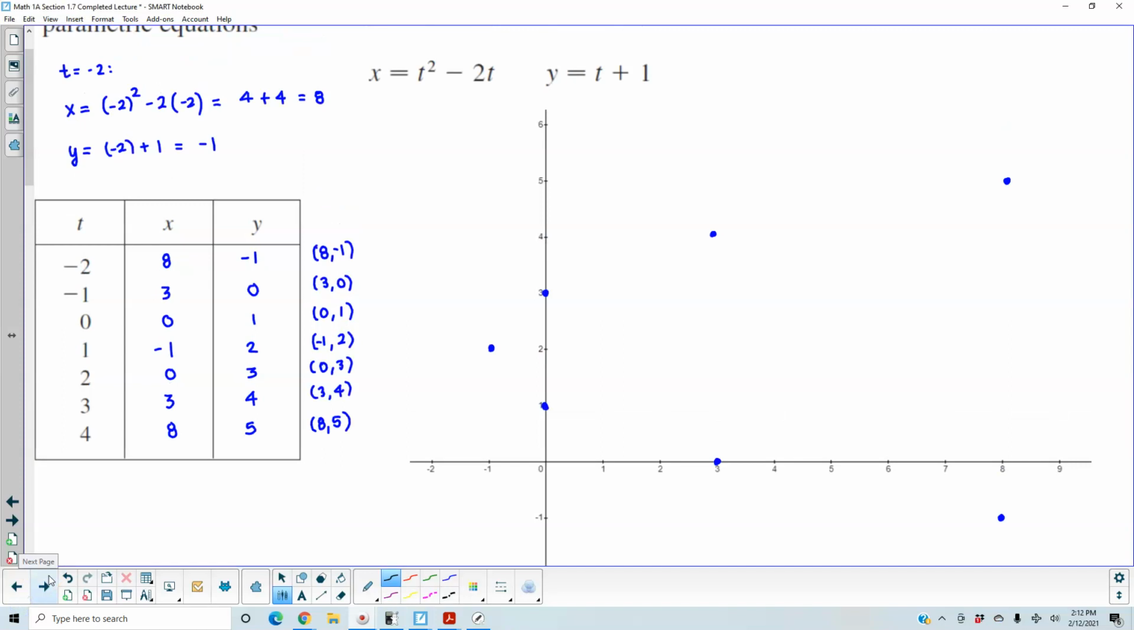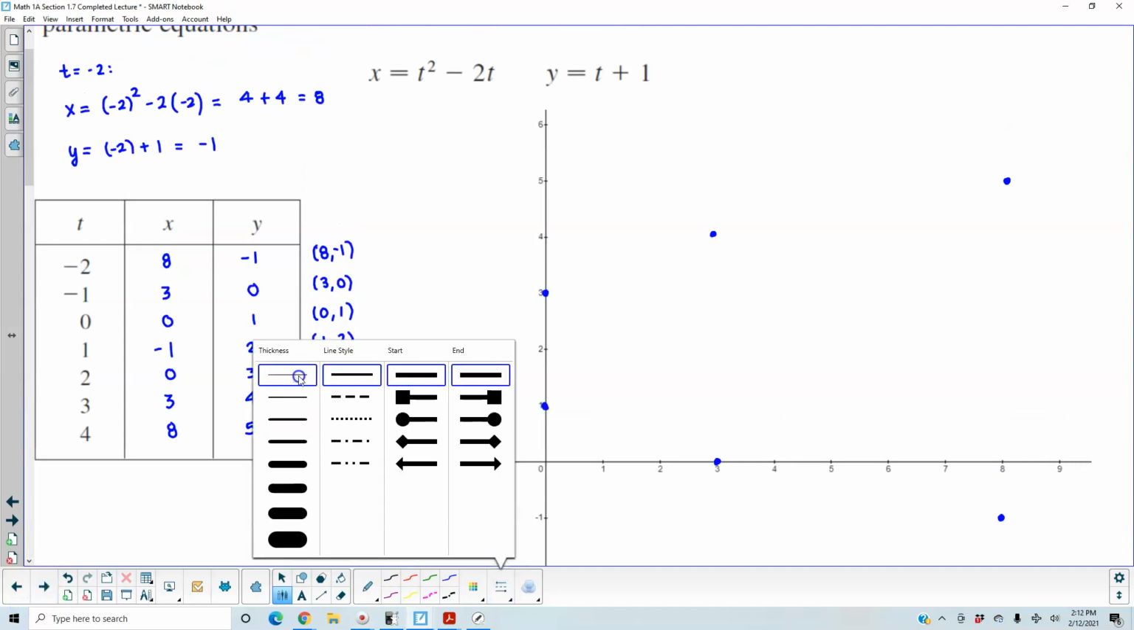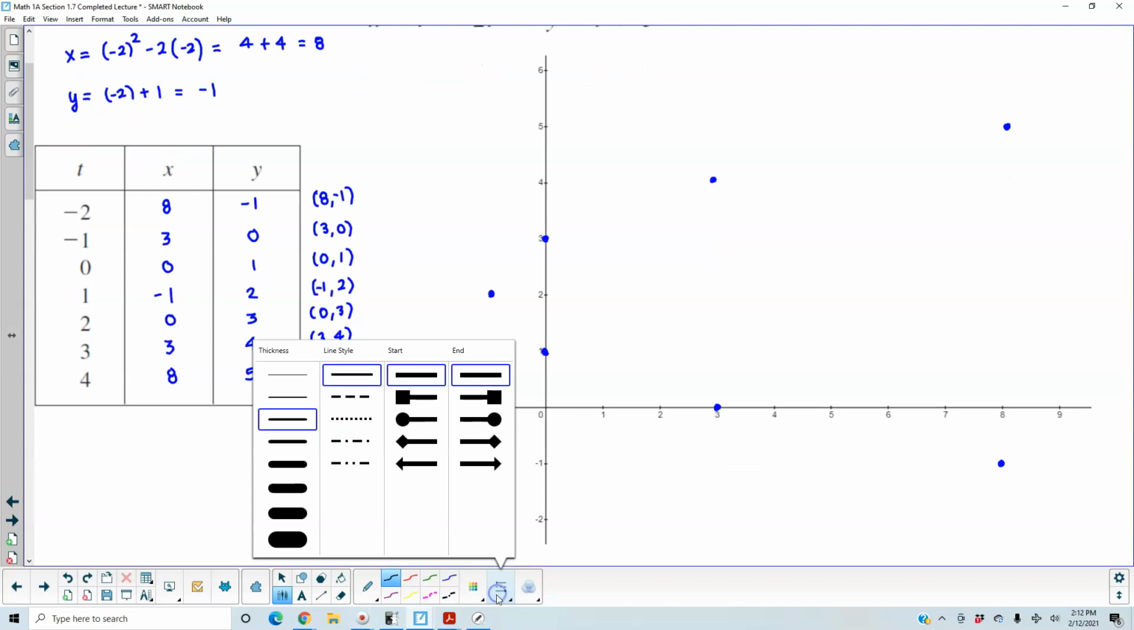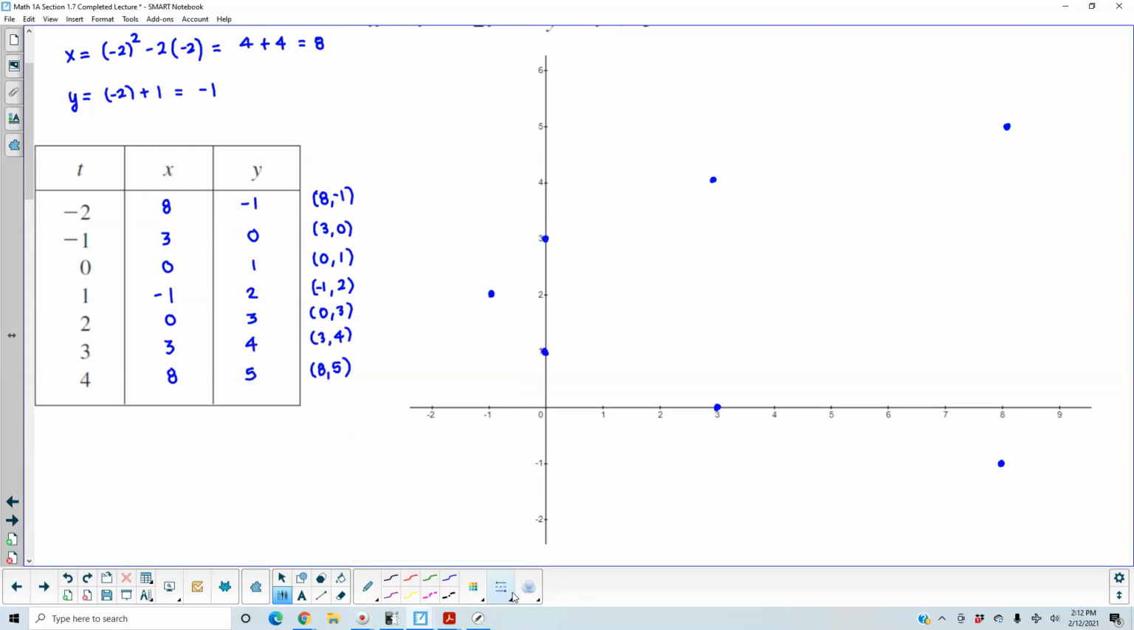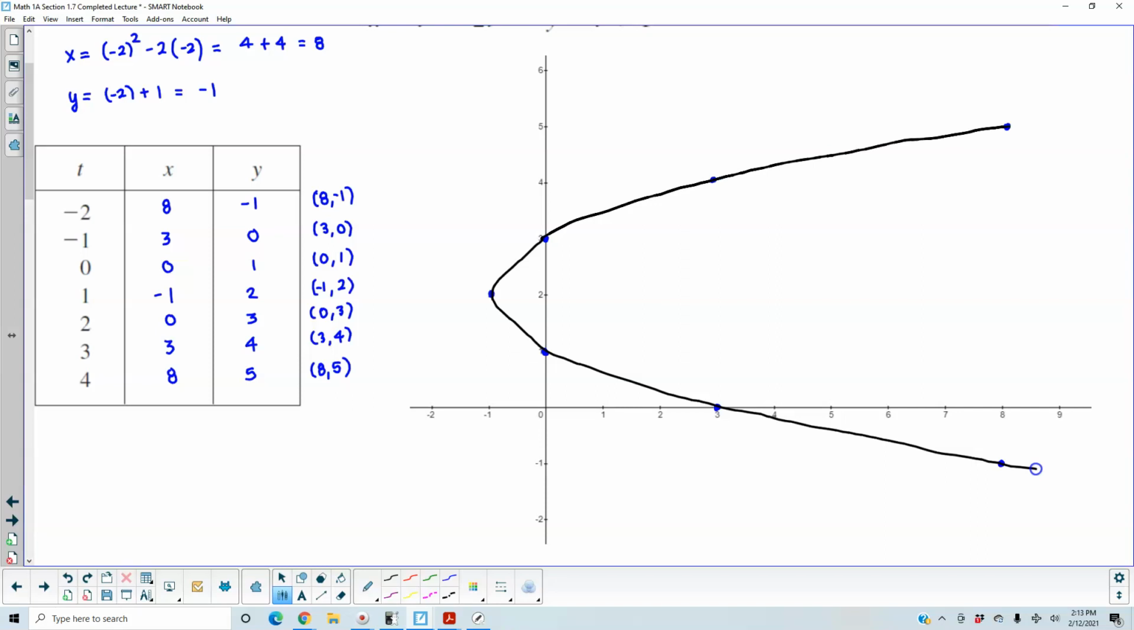Okay, so now that we've plotted our points, let's go ahead and connect our graph here. So we start connecting our points. Okay, so there is our curve, or in this case we call it our parametric curve.